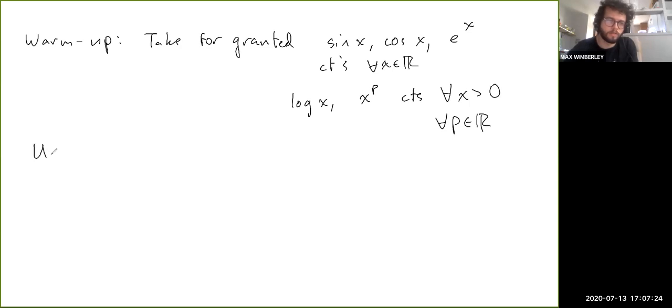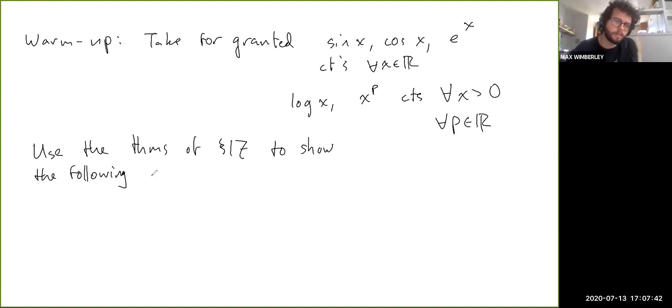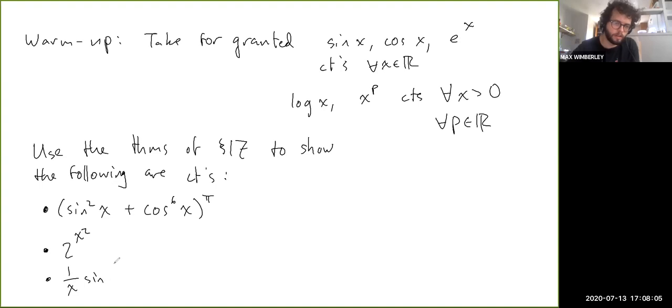Then use the theorems of section 17 to show the following are continuous. So we'll do sine squared of x plus cosine to the 6th of x to the pi power, 2 to the x squared, and 1 over x sine of 1 over x.